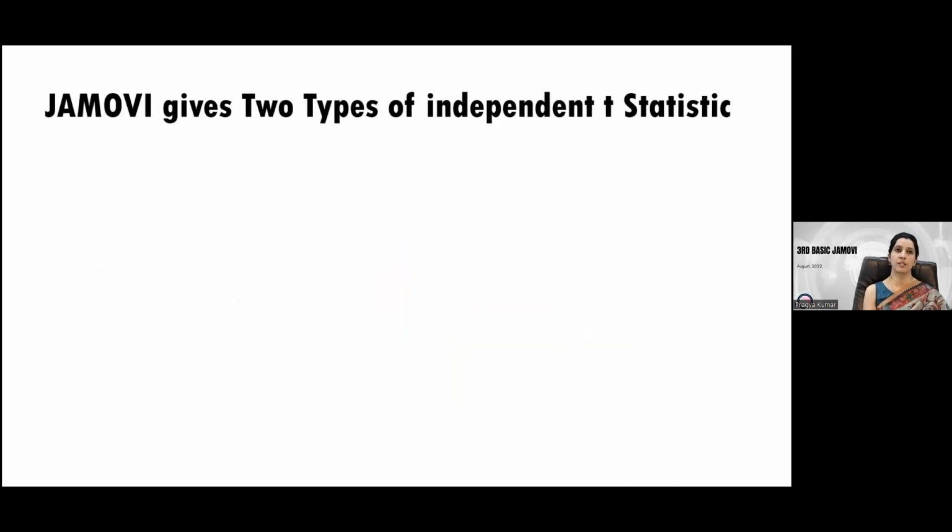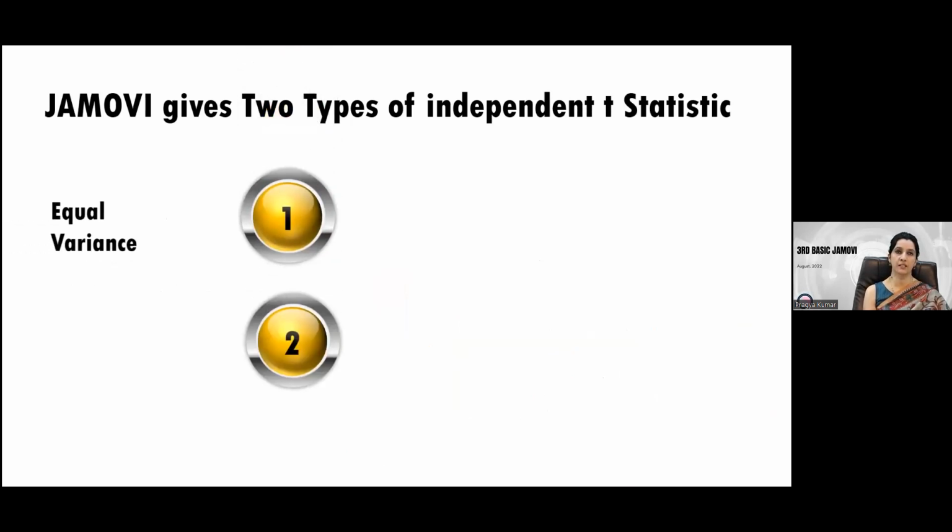Based on this, Jamovi gives two types of independent t-statistics. The first t-statistic is for equal variance. If Levene's test of homogeneity states that the variance is equal, that is, whenever the p-value is more than 0.05, then the assumption of homogeneity of variance is met. Because the null hypothesis states that the variances are equal, you fail to reject it, and that's why the p-value will be more than 0.05.